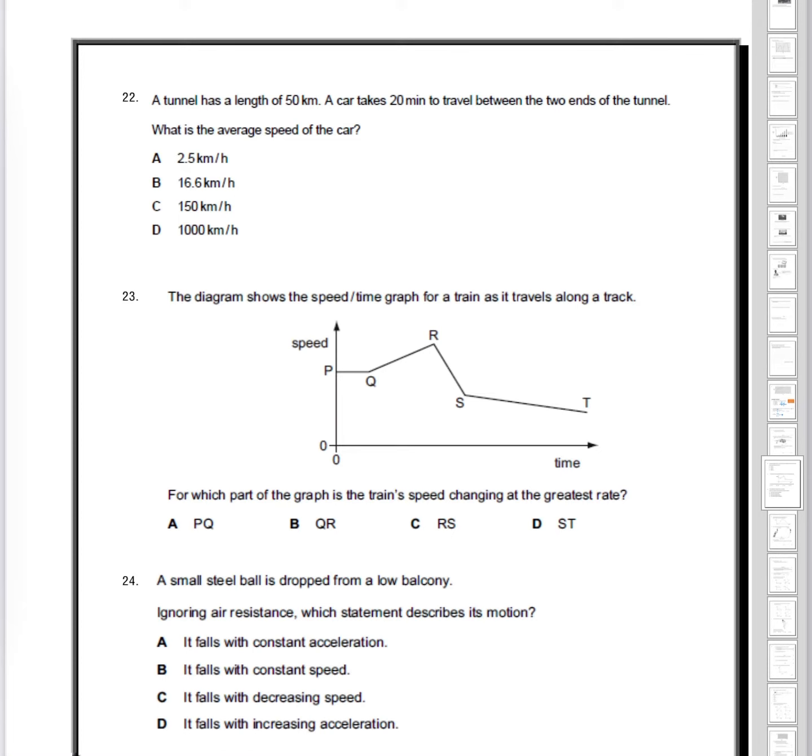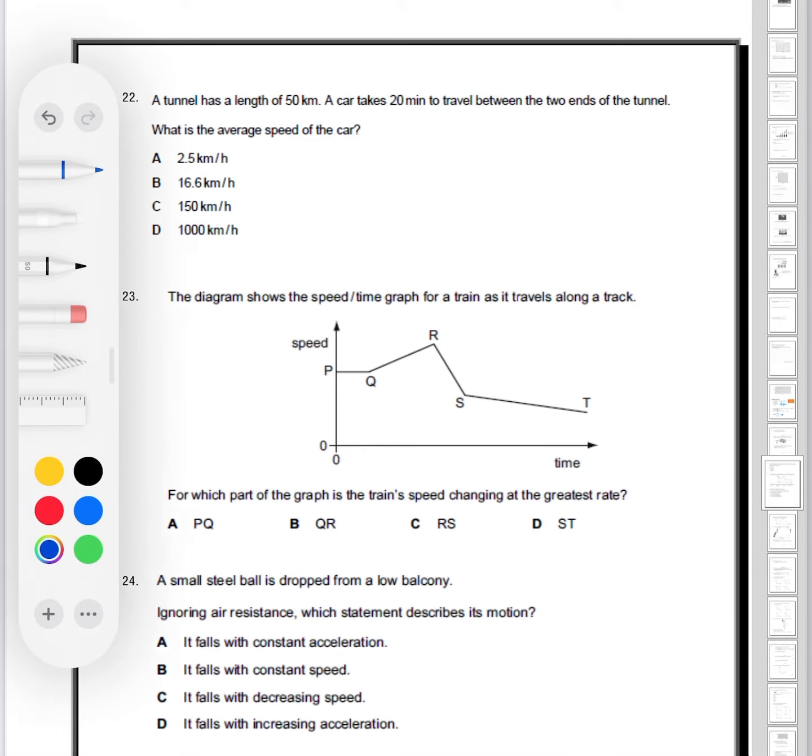And another question about the graphing, but before we do that, let's take a look at this one. It says a tunnel has a length of 50 kilometers. A car takes 20 minutes to travel between the two ends of the tunnel. What is the average speed of the car? Okay, so the length of the tunnel is 50 kilometers. That's obviously the distance. The time taken is given in minutes, 20 minutes.